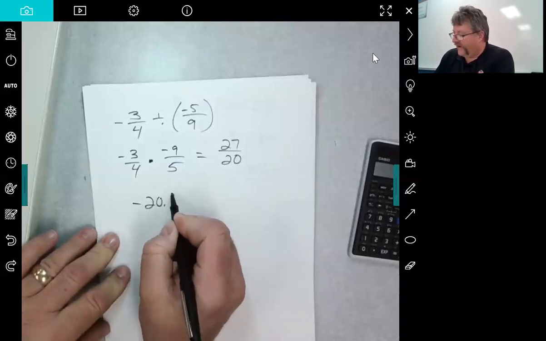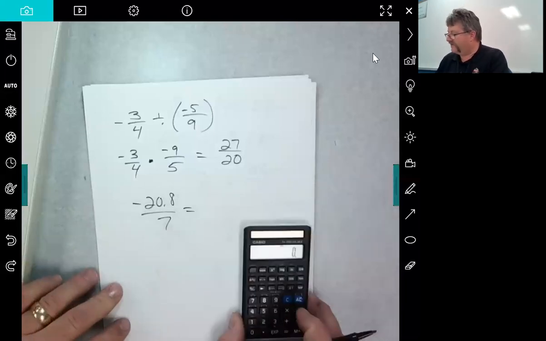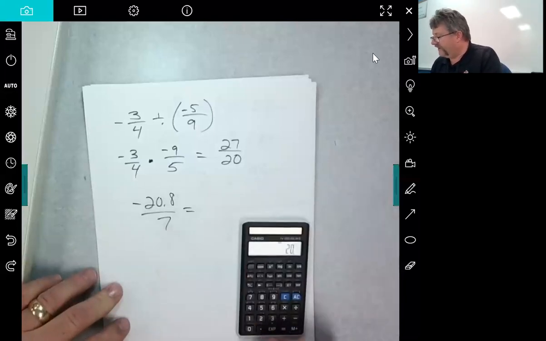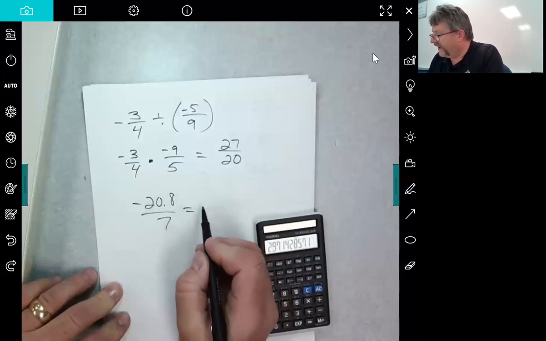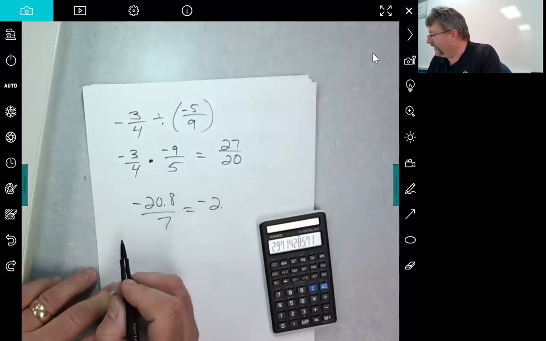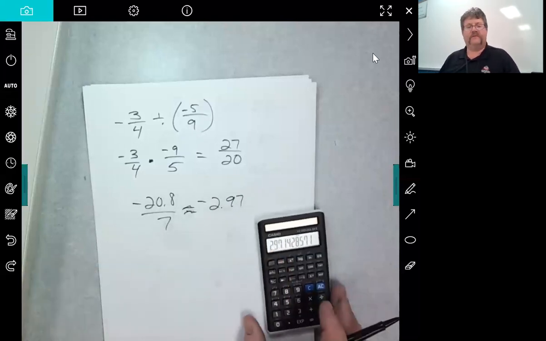Negative 20.8 divided by 7. Not a nice, pretty looking fraction, but a division problem. I can just do 20.8 divided by 7 as far as the calculator goes because I know the answer is going to be negative. And I'll have to round it off somewhere to 2.97 or whatever.